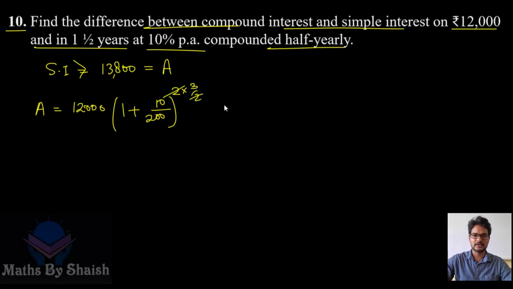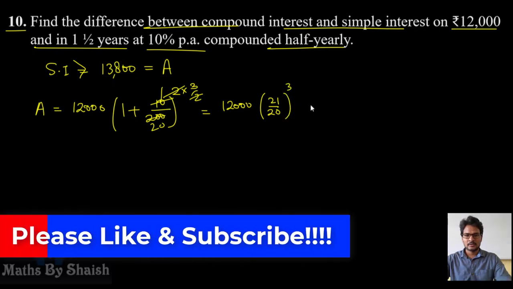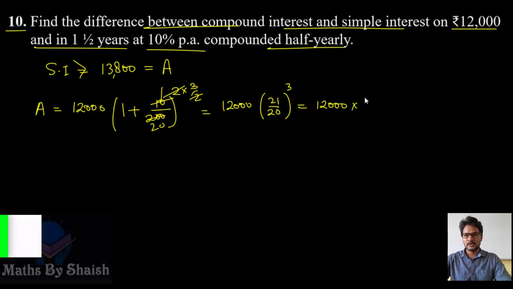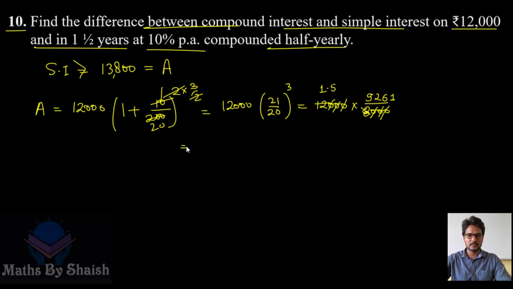So we can calculate this directly. It is 12,000 multiplied by 21 upon 20 to the power 3. So this becomes 12,000 into 21 cubed, which is 9,261, upon 20 cubed, which is 8,000. Cancelling, we are left with 1.5 into 9,261.